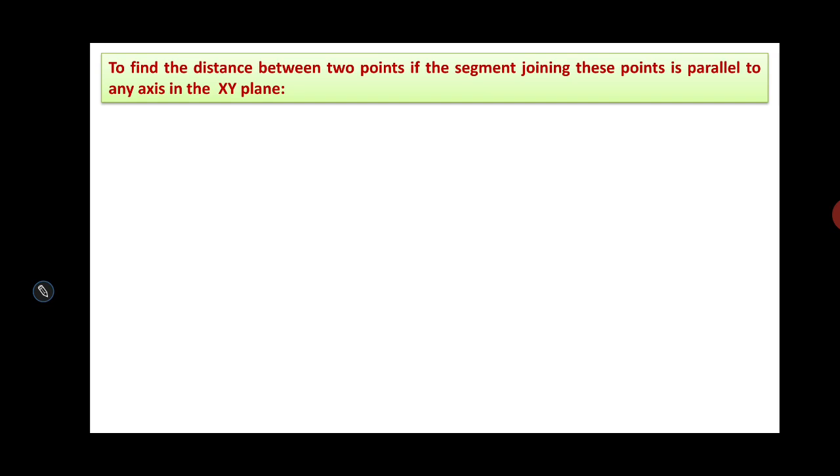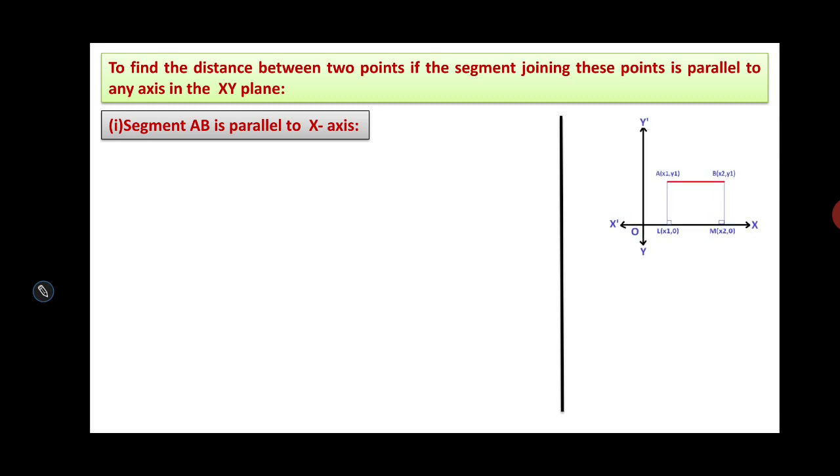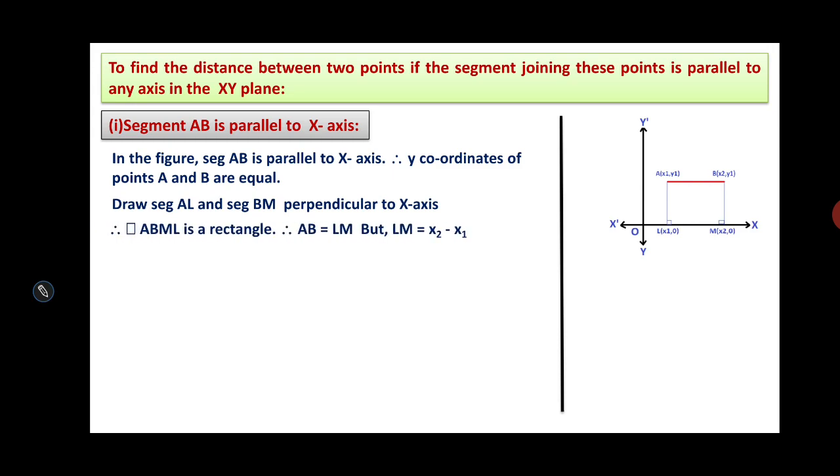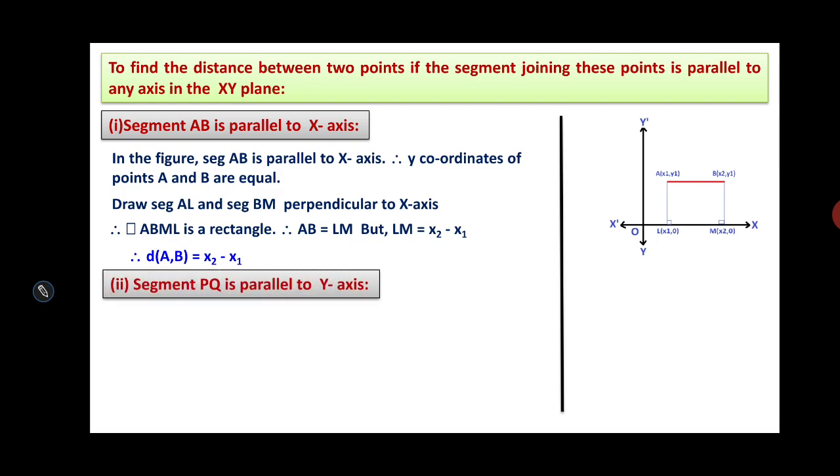So to find the distance between two points, if the segment joining these points is parallel to any axis in the xy plane, say segment AB is parallel to the x-axis, you can see in the figure which is shown with red color. In the figure, segment AB is parallel to the x-axis, therefore the y coordinates of points A and B are equal. Draw segment AL and segment BM perpendicular to the x-axis. So here quadrilateral ABML is a rectangle, therefore AB is equal to LM, but LM is x2 minus x1, therefore the distance between A and B is x2 minus x1.